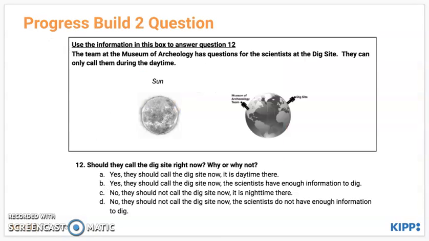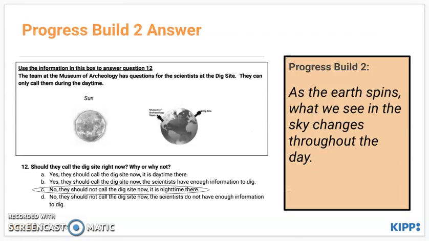Let's try a progress build 2 question. Press pause now. The answer to this question is C. Students should be able to connect that the dig site is facing away from the sun, so it is nighttime there and the museum should not call them.